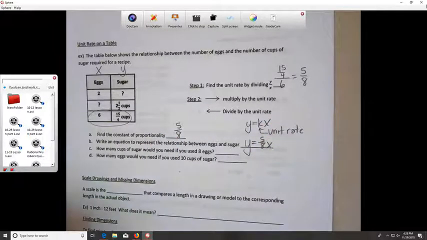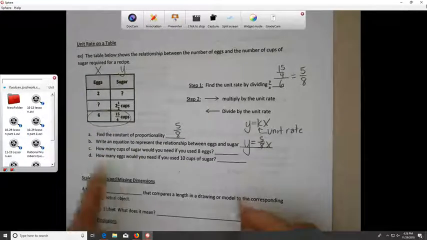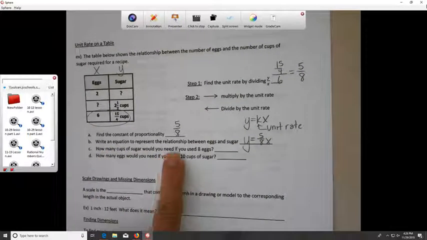Now for the next two parts of the question, you can use that equation, or you can use the table. All right, so I'll use the equation. So it says, how many cups of sugar would you need if you used 8 eggs?